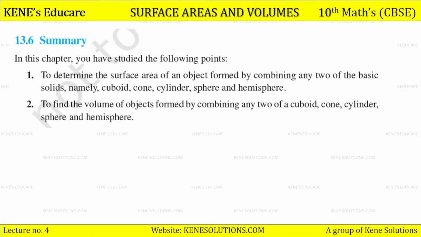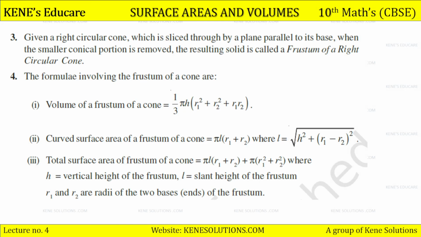So students, what we learn in this chapter, we have studied the following points: to determine the surface area of an object formed by combining any two of the basic solids, namely cuboid, cone, cylinder, sphere and hemisphere. To find the volume of objects formed by combining any two of the cuboid, cone, cylinder, sphere and hemisphere. Given a right circular cone which is sliced through by a plane parallel to its base, then the smaller conical portion is removed. The resulting solid is called a frustum of a right circular cone. The formulas involving the frustum of cone are: volume of frustum of cone is equal to 1/3 pi h (r1 square plus r2 square plus r1 multiply with r2).